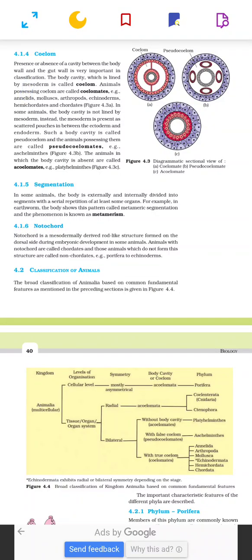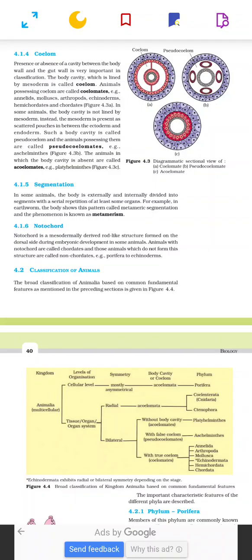Classification of animals. The broad classification of Animalia based on the common fundamental features as mentioned in the preceding sections is given in figure 4.4. Kingdom is Animalia, which are multicellular organisms. There are two levels of organization. One is the cellular level of organization and the second is the tissue, organ or organ system level of organization, which is more complex than the cellular level of organization.